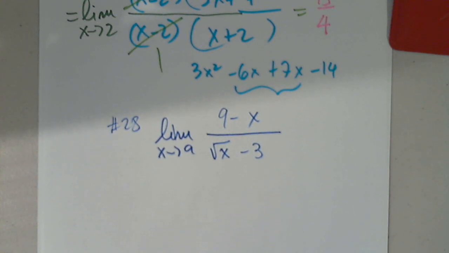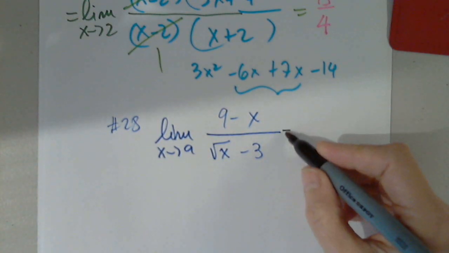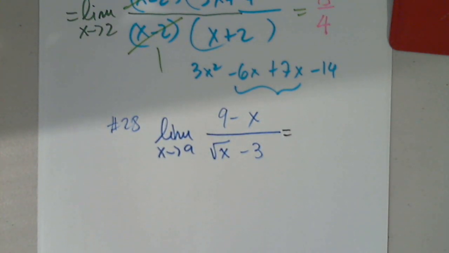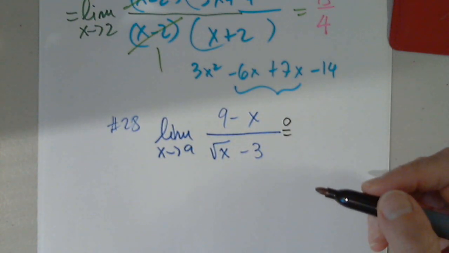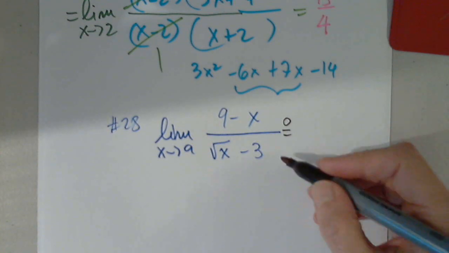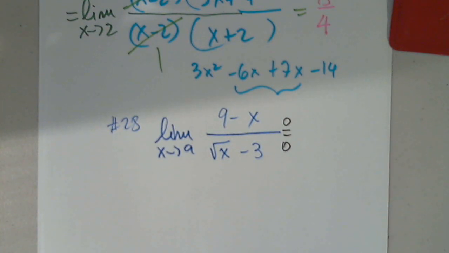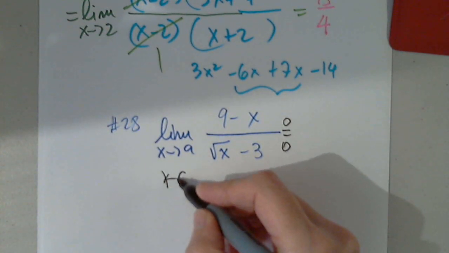So let's plug in 9. What do we get at the top? We always have to start with that. What do we get at the top? Yes, 0 over 0. Good. Now, you could say that x minus 9 is the problem.